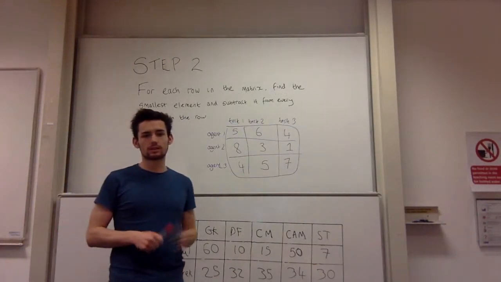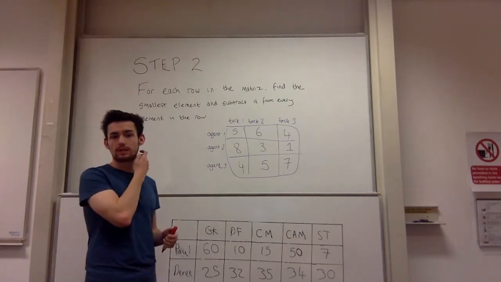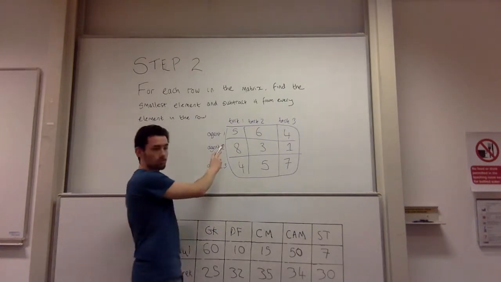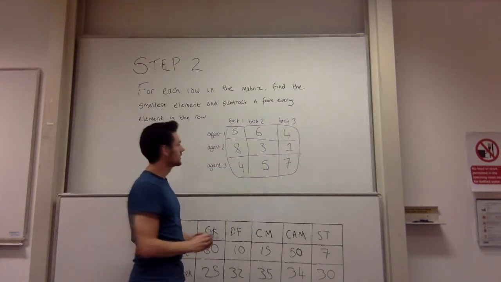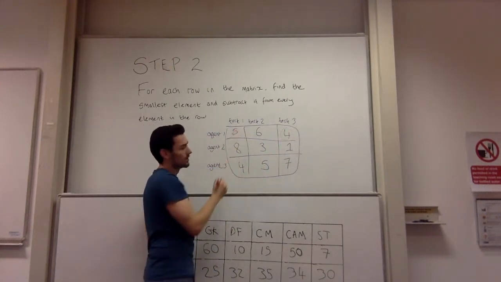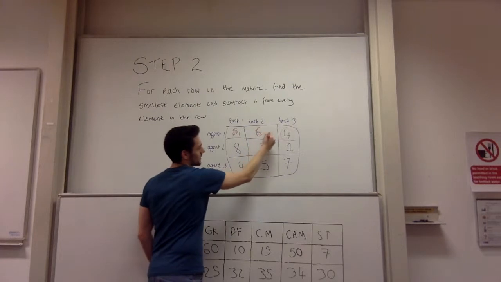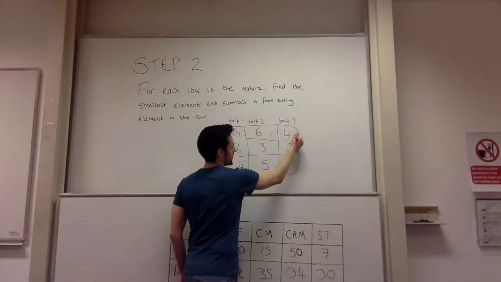For each row in the matrix, we want to find the smallest element and subtract this from every element in the row. So for example, in the first row, we've got 5, 6 and 4, where 4 is the smallest. We subtract this from every element. So instead of 5, we'll have 1. Instead of 6, we'll have 2. Instead of 4, we'll have a 0.